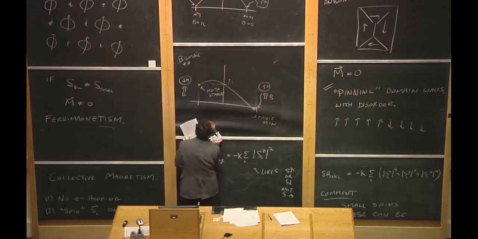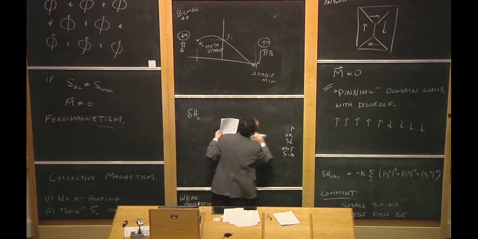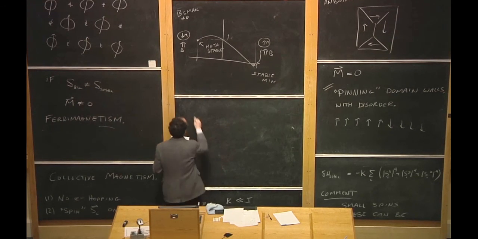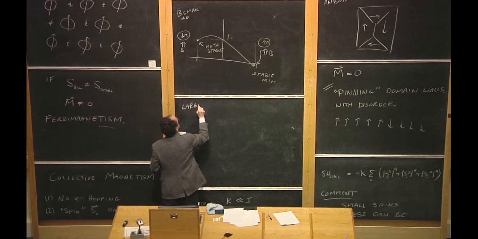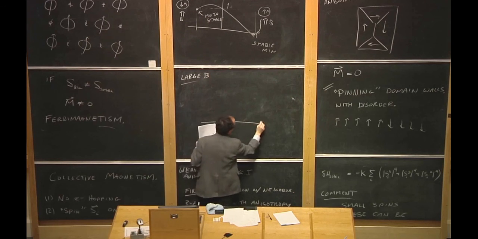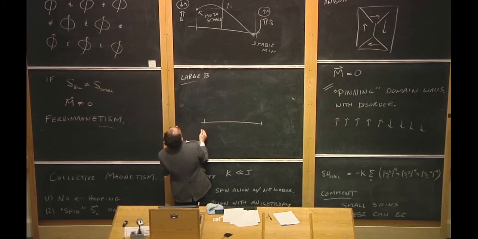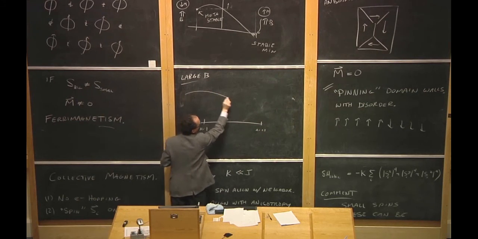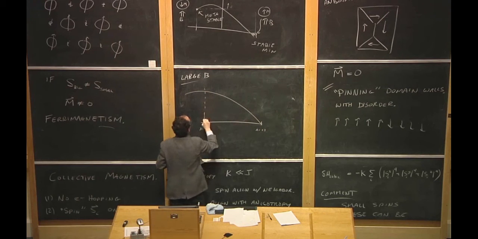Now let's turn up the magnetic field a little bit more. So now we have a large magnetic field, large B. Again, we have a parabola, but the maximum of the parabola has been shifted all the way off to the left. This is x equals minus 1. This is x equals plus 1. And the maximum of the parabola is way over here, off the plot.